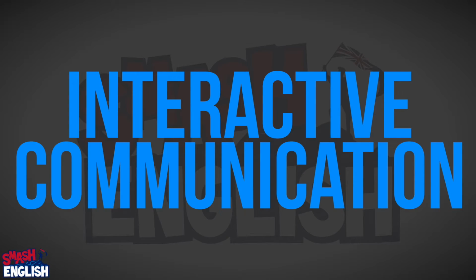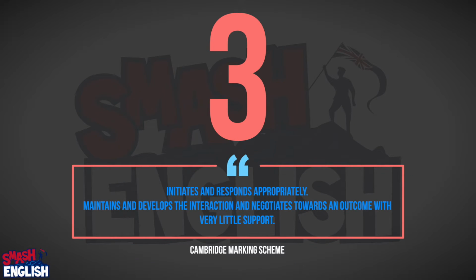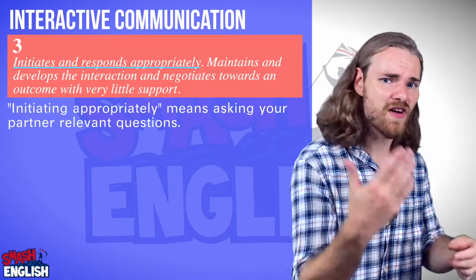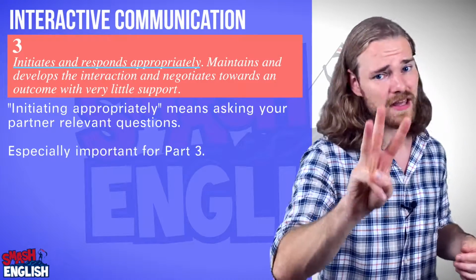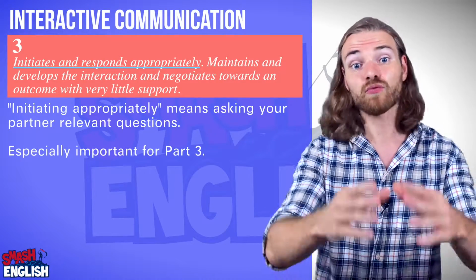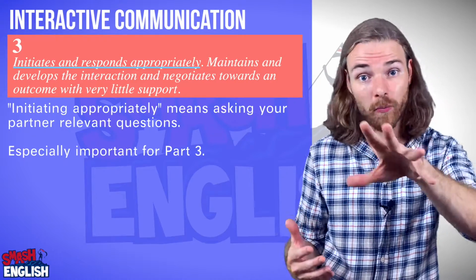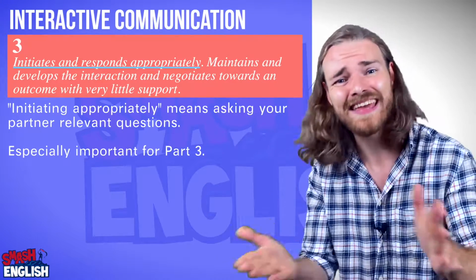Interactive communication. 3. Initiates and responds appropriately, maintains and develops the interaction and negotiates towards an outcome with very little support. Initiating appropriately means asking your partner relevant questions. This is especially important for part 3 of the speaking exam, which requires you to talk with and work with your partner, like a team, a great English learning team.